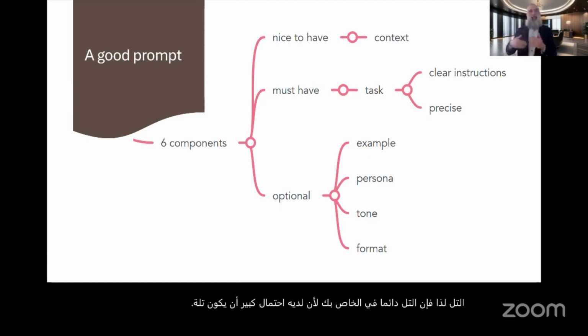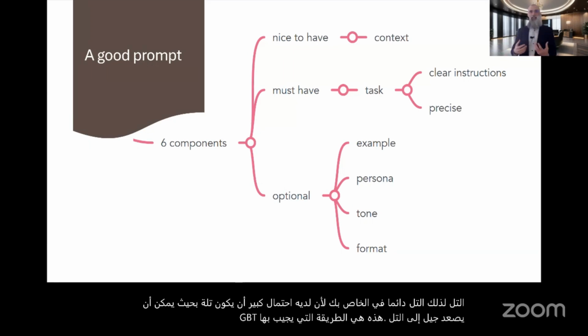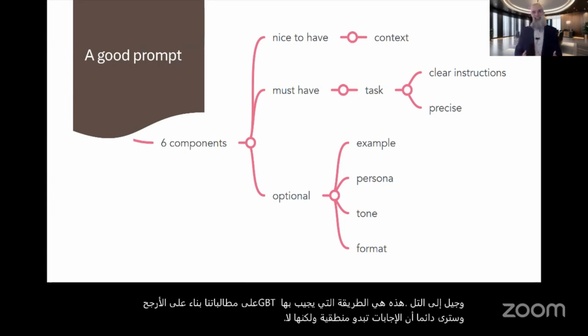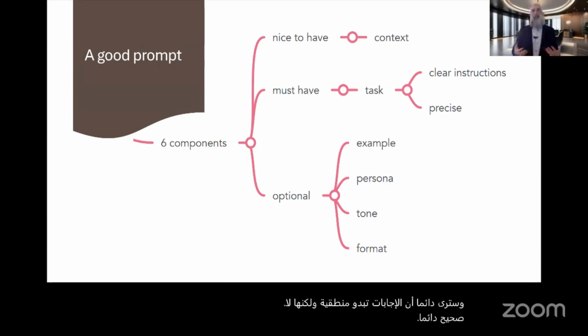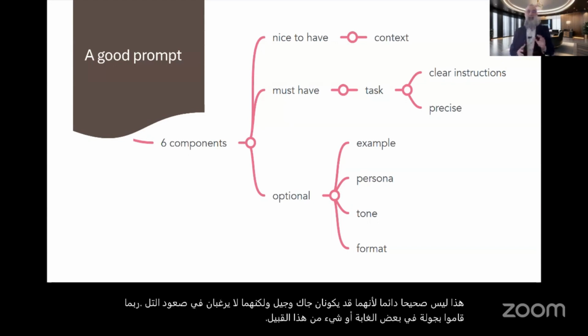So this is how GPT answers our prompts, based on what is most probable. You'll always see that the answers look logical, but not always true, because Jack and Jill might not have gone up the hill. Maybe they took a tour into some jungle or something. So it's not always true, but statistically, it is.